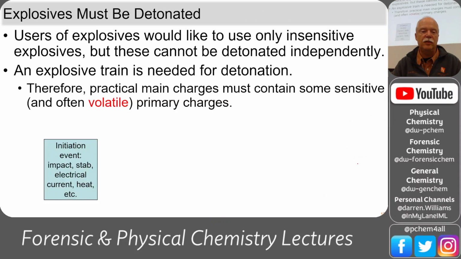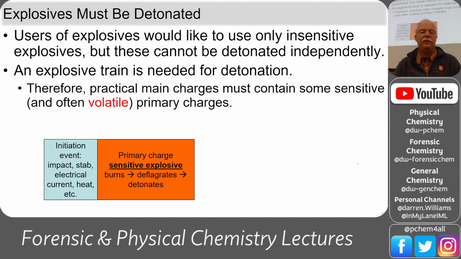So this is the explosive train. We have an initiation event that could be an impact, like a contact detonation from an artillery shell where it hits, or it could be a stab like a firing pin where it creates a mechanical shock. It could be an electrical current, it could be heat. And that sets off that primary sensitive explosive.